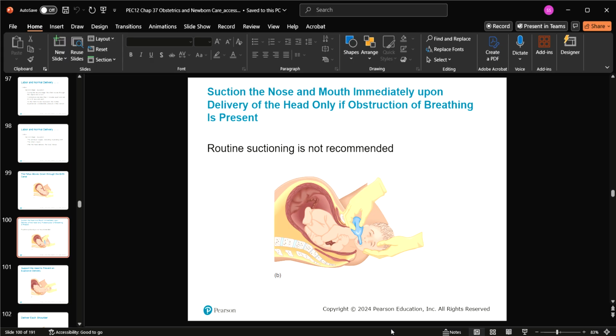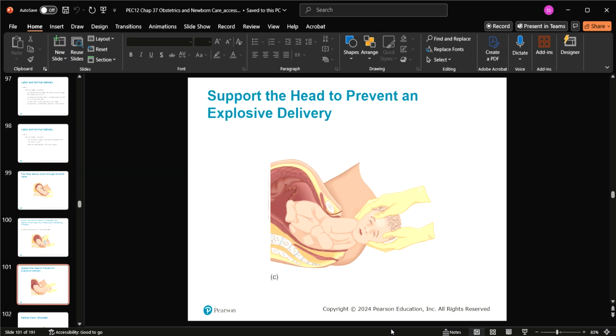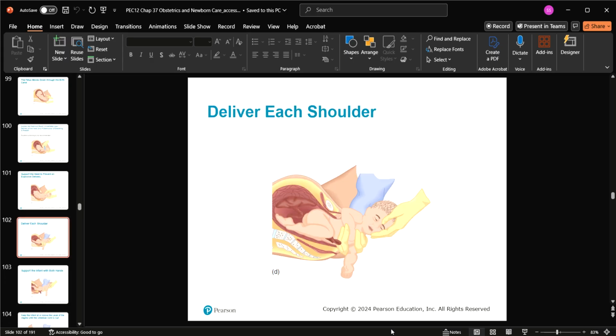Routine suctioning is not recommended. However, if they do have meconium fluid, which is stool that the infant has passed while in utero, just dark tarry stool that may be on their face, you may want to consider suctioning. You would suction their mouth first, because they're going to take that first breath through their mouth, and then suction the nose. So mouth, then nose. Support the head as the patient is delivered. Support each shoulder.